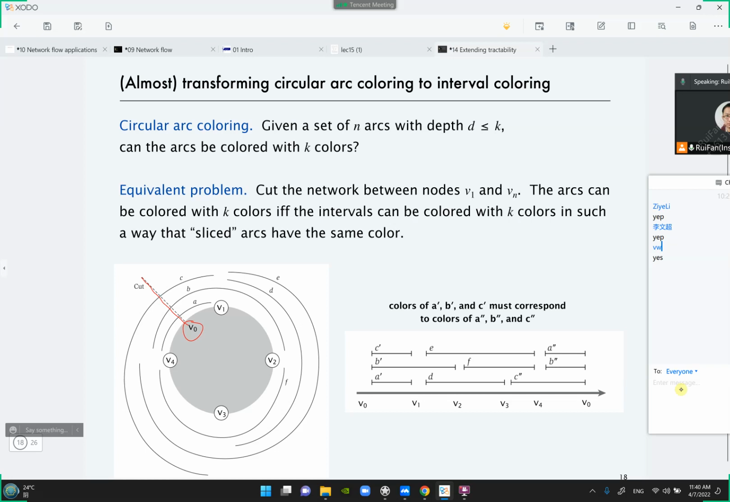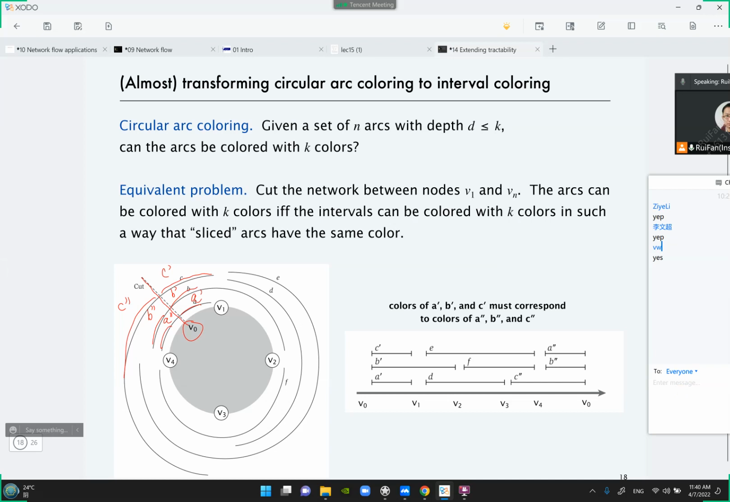So for example, the C thing overlaps with V0. So we're going to break it into two intervals, and let's call them C prime and C double prime. And likewise this B thing overlaps with V0, and so you're going to break it into two intervals. The right part, which we call B prime, and then the left part we're going to call B double prime. And then the same thing for A.